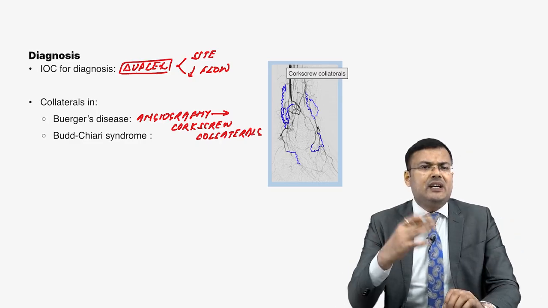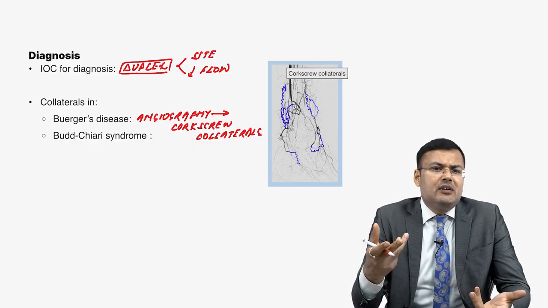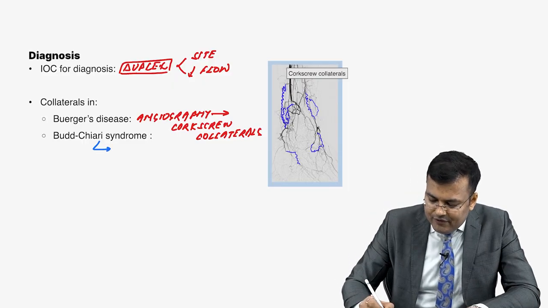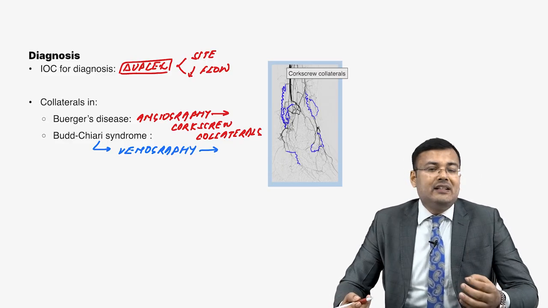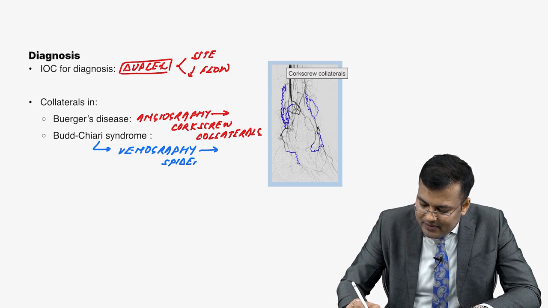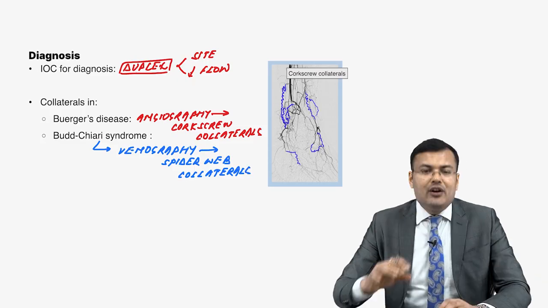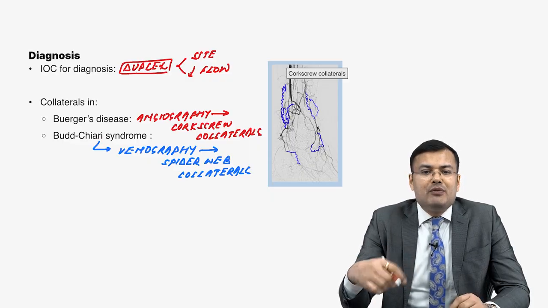And if the patient has Budd-Chiari syndrome, what is the cause? Budd-Chiari syndrome is caused by hepatic venous outflow obstruction because of hepatic vein thrombosis or IVC occlusion. In this case, we go for venography because the problem is in the vein. On venography, what kind of collaterals are there? Spider web collaterals. So guys, remember: corkscrew collaterals in Buerger disease on angiography, and in Budd-Chiari syndrome on venography, spider web collaterals.